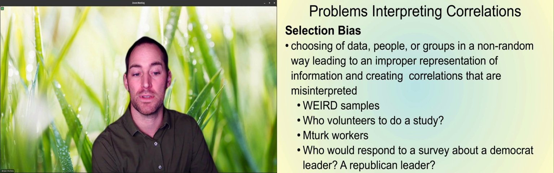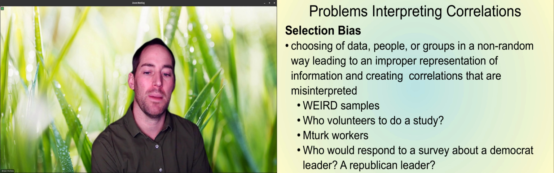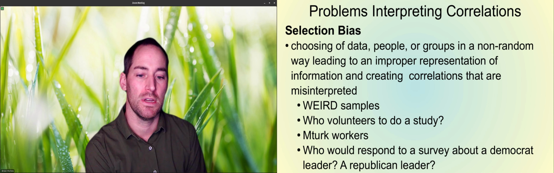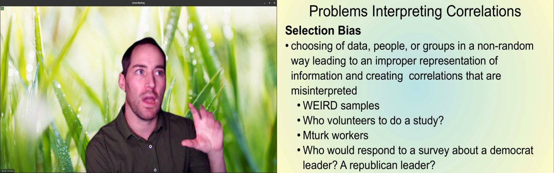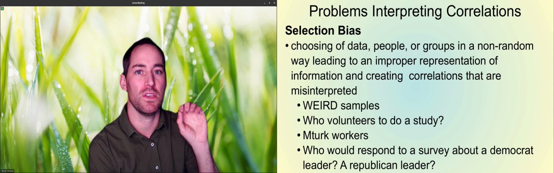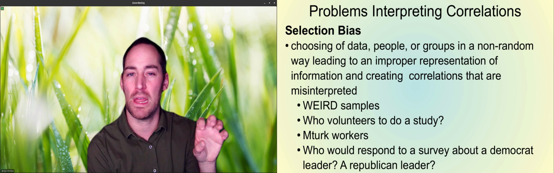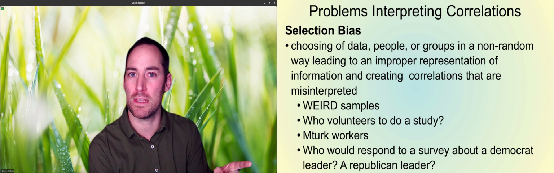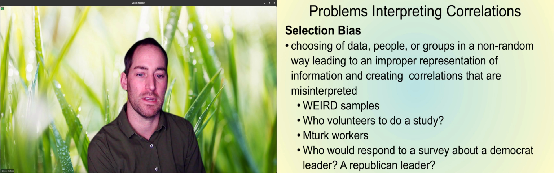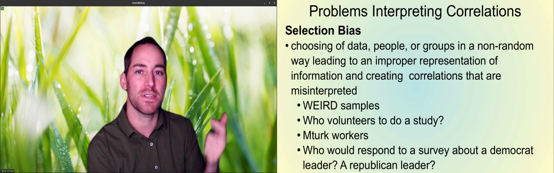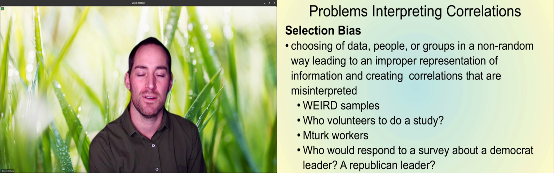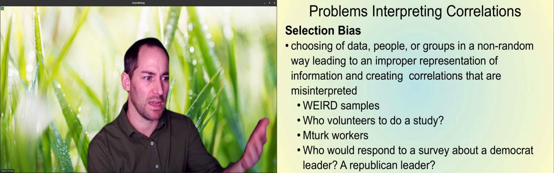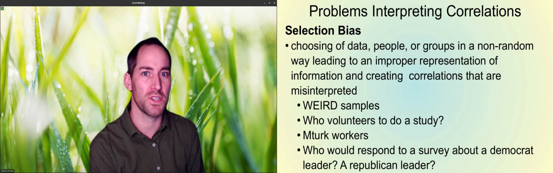college student samples. Then, if you're maybe asking a question about a Democratic leader, so if you have a survey pop up on social media asking you about a presidential candidate for the Democratic Party, who's going to respond to that? What if it was a Republican leader, the Republican candidate for president? Who is selecting themselves into your data? Right? So I'll sometimes, especially right now, I'm recording this really close to November.